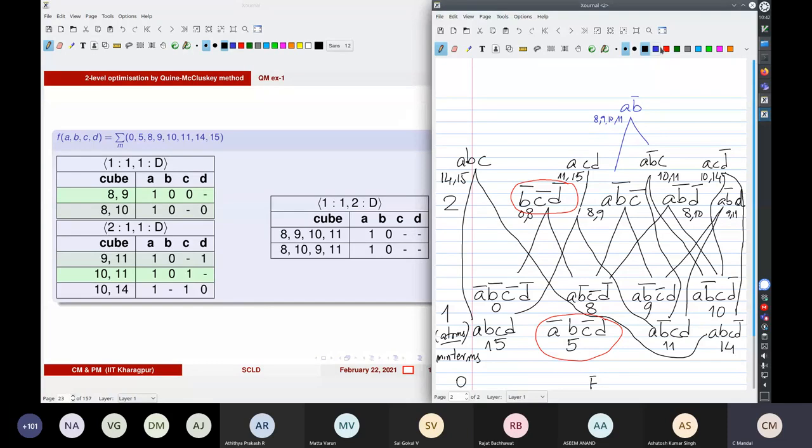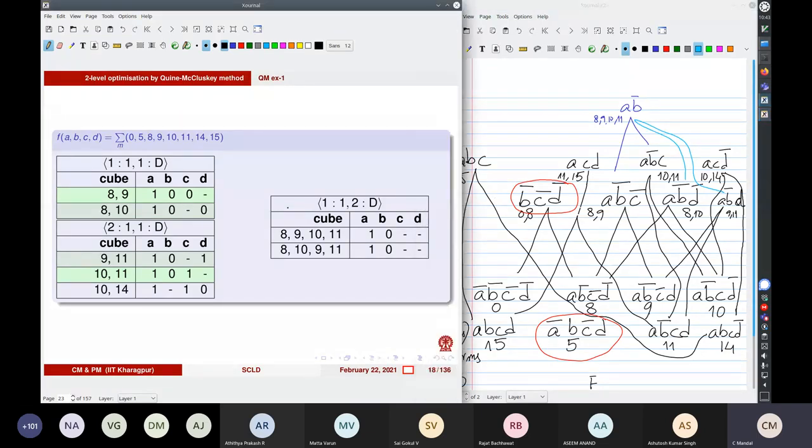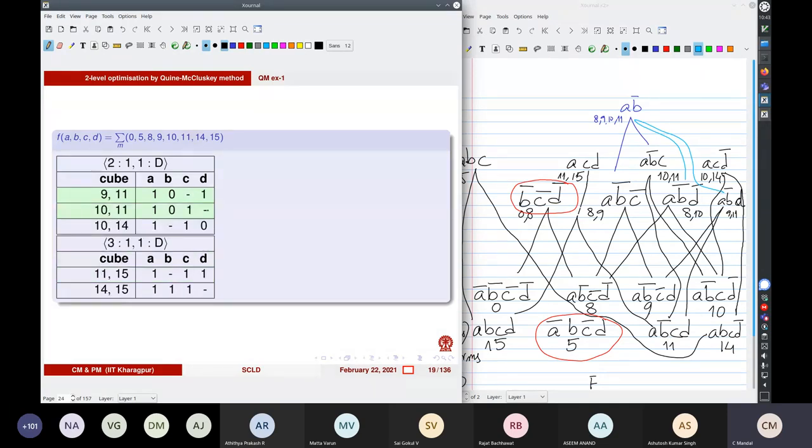So you can see that these two, 8, 10 and 9, 11, are giving rise to the same cube. This is a bit mechanical. We are just combining, and you are getting the same result. So let us move on. I think that's all you get.